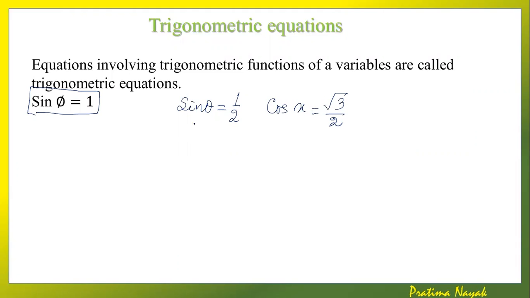Now here theta has some value, x has some value for which we can define sin theta is equal to 1 by 2. You know that theta will be how much? Theta will be 30 degrees. Similarly, you can find the value of x also. So to get the value of x, to get the value of theta, we call it the solution of the trigonometric equations.